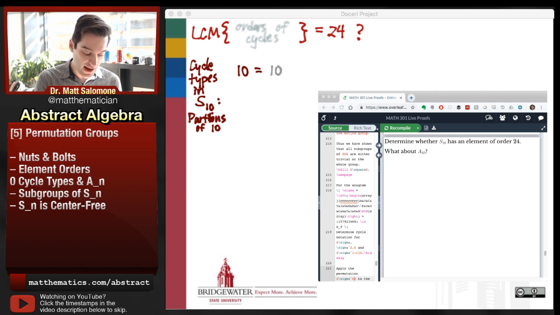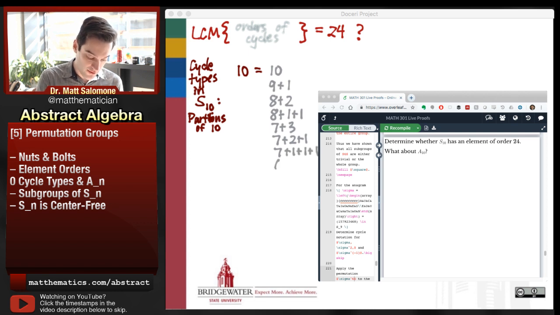One way is just to add 10 to nothing, so that's just a trivial partition. Another way would be to add 9 plus 1. Another would be to add 8 plus 2. Or I could split that 2 into 1 plus 1. I could also take 7 and add 3. Or I could split that up into 7, 2, and 1. Or I could split it up into 7, 1, 1, and 1.